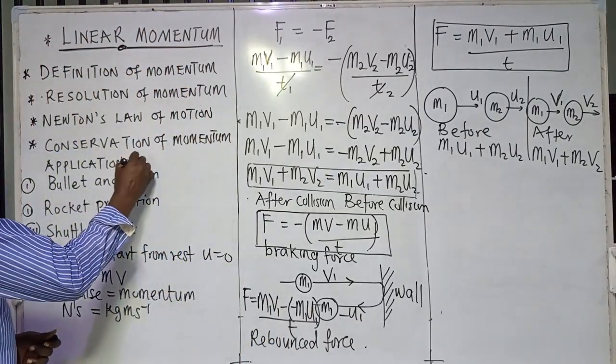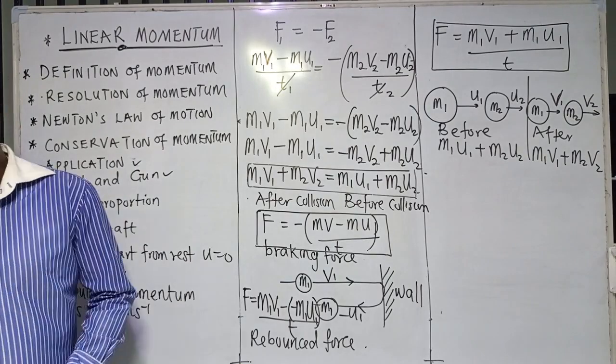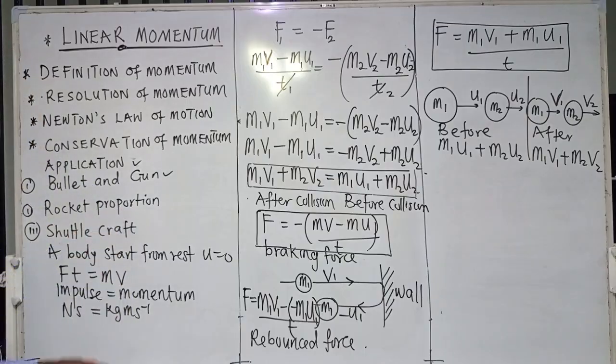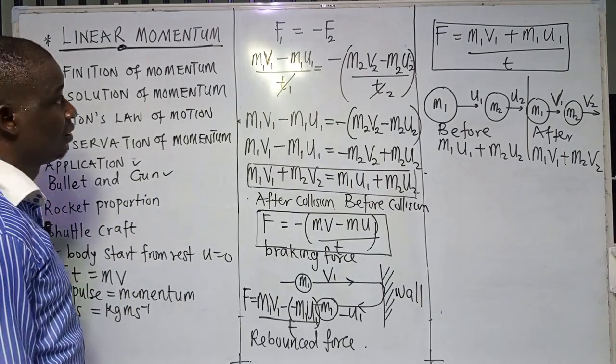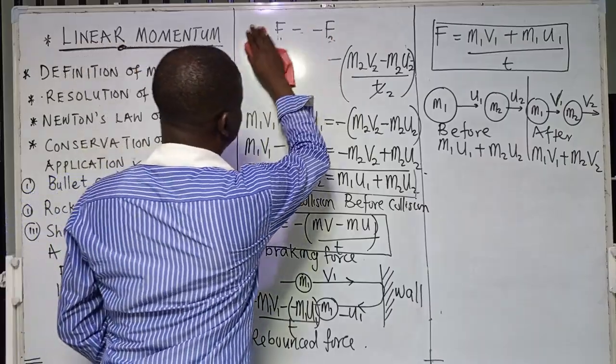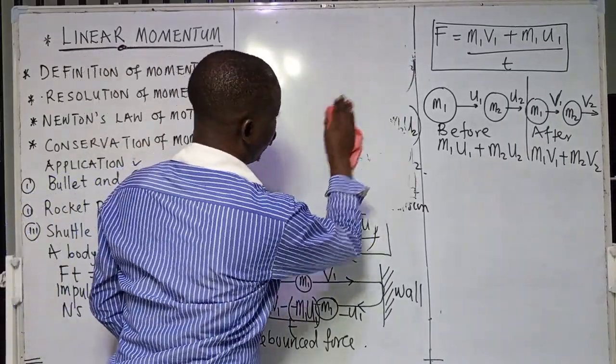Now let us go to the application of the law of conservation of momentum. And what I will be taking first is what they call bullet and gun application. Now, bullet and gun application. I want to do the application of this law quickly.